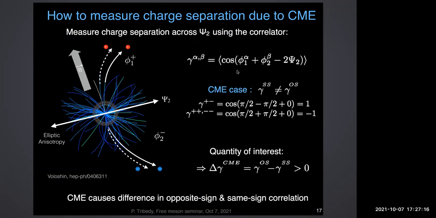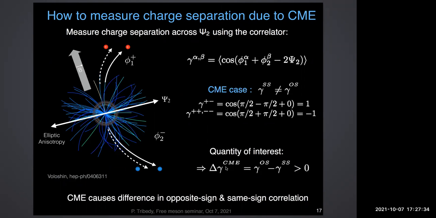So now you see this observable can tell you if there is really a charge separation across the elliptic flow plane, which means along the magnetic field. This is the most difficult slide in my talk, and I wanted to say that.